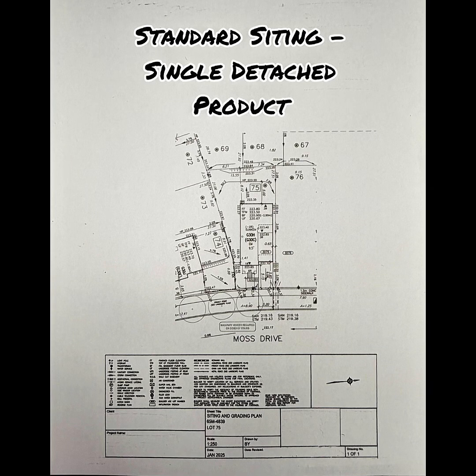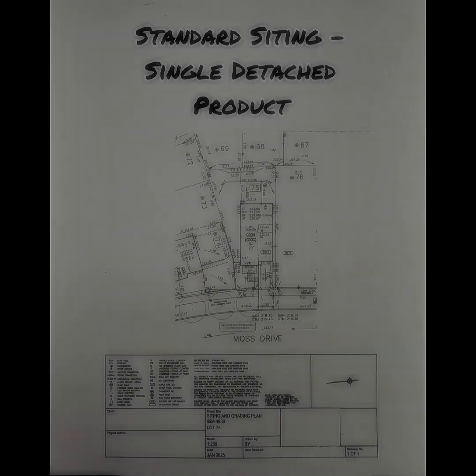Orientation and lot context. As we look at the plan, notice the street name, Moss Drive, at the bottom. That tells us the front of the lot. The house sits back from the street with defined setbacks on all sides. Each neighboring lot is also labeled, like Lot 74, 75, and 76, so we understand spacing and grading relationships between the homes.